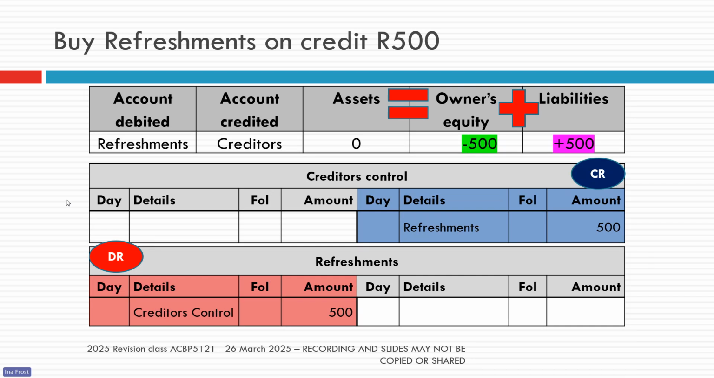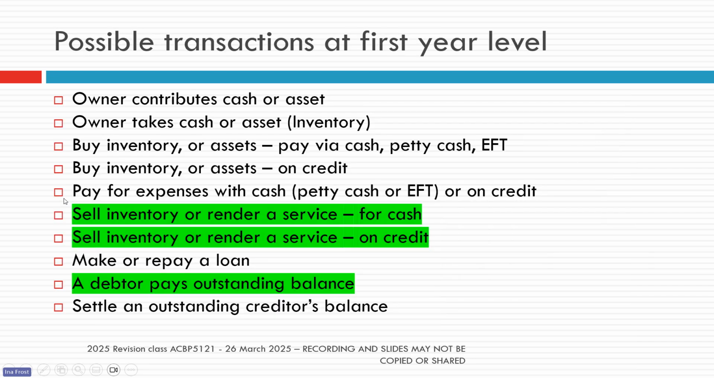Okay, so the next group of transactions that I want us to look at is when we are selling anything. So we're going to look at what happens when we sell goods or services. And most of my examples are when we're selling inventory. So now we're going to sell inventory. Again, it can be sold either for cash, so impacting the bank account, or we could be selling on credit. In other words, we could have a debtor, someone who is still going to pay us in the future.